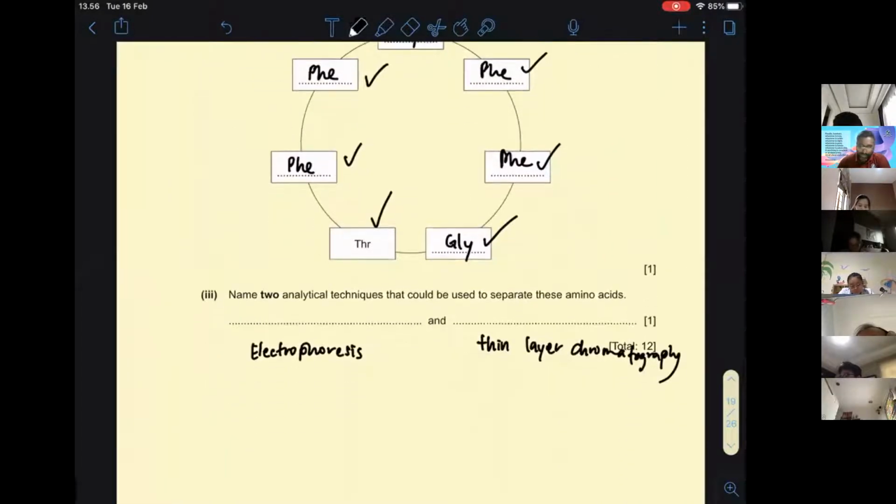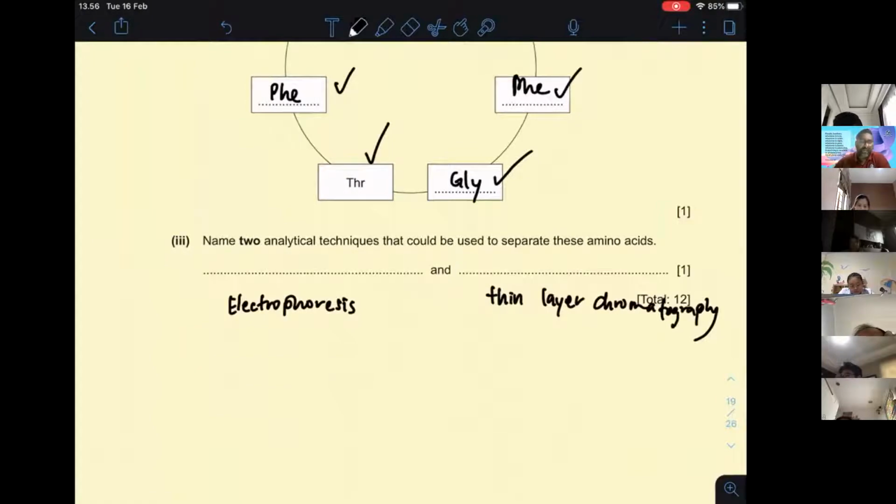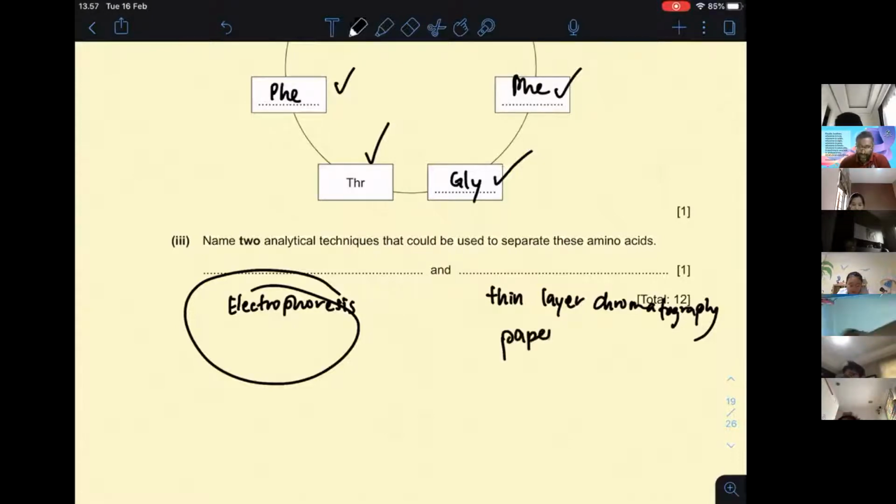Now, name 2 analytical techniques that can be used to separate amino acids. To separate amino acids, you must use electrophoresis. If you want to separate amino acids, you cannot ignore electrophoresis. Once you separate the amino acids, you can do further analysis using thin layer chromatography. Another way may be paper chromatography, but other than that, they are not accepting. So you can either use thin layer chromatography and electrophoresis, or paper chromatography and electrophoresis.